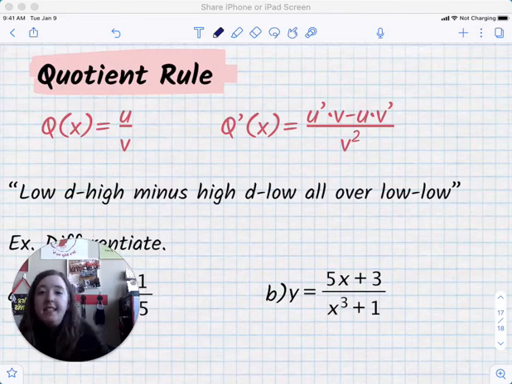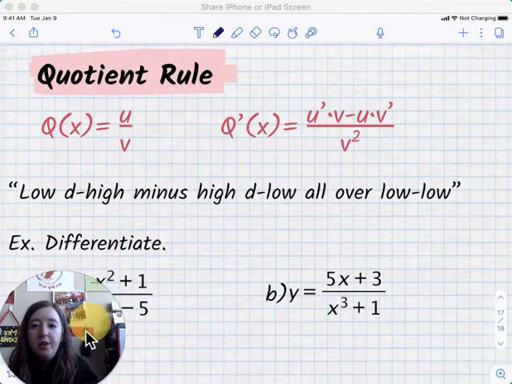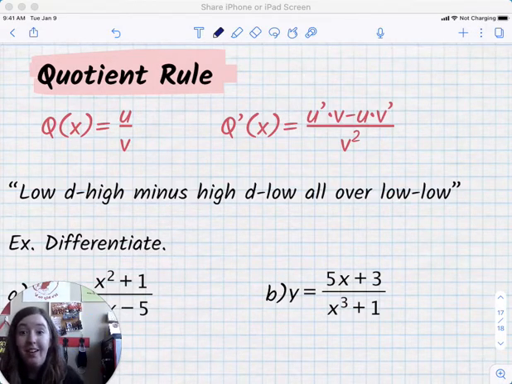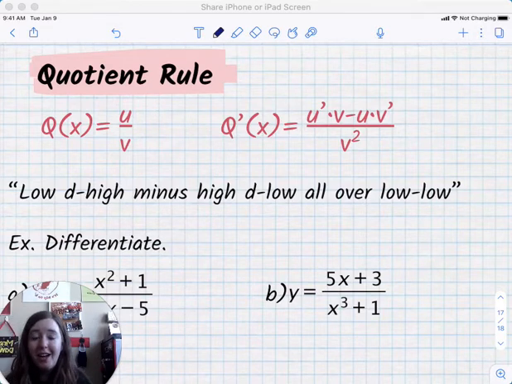Hey guys, let's take a look at quotient rule. So remember, quotient is the answer to a division problem. So if you have some sort of function with division in it, a fraction in it, you're going to have to use the quotient rule.